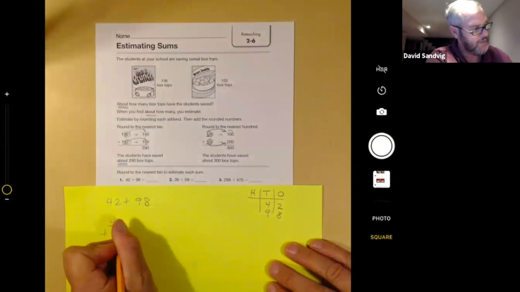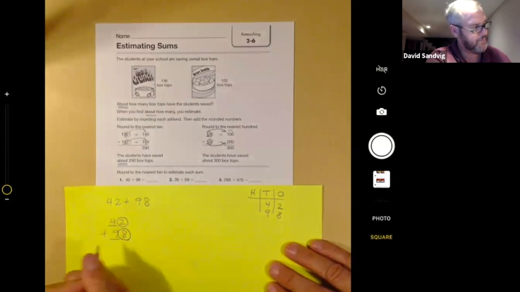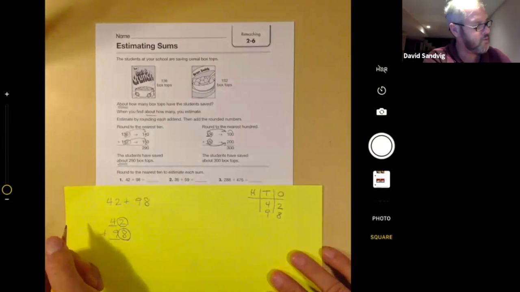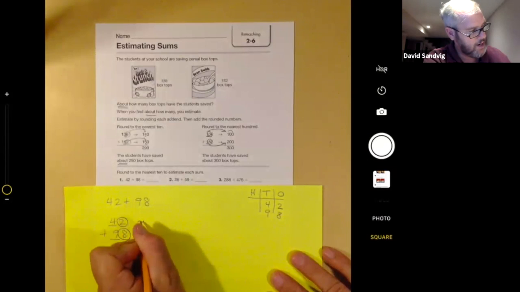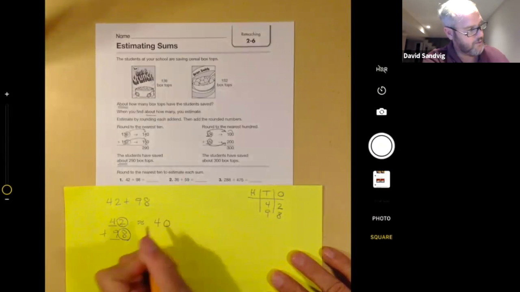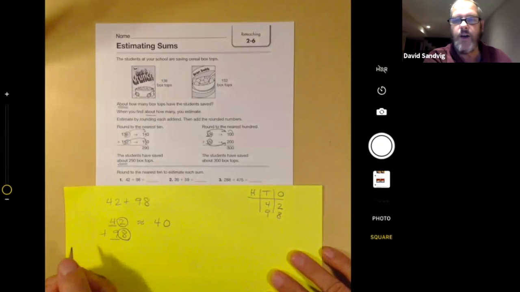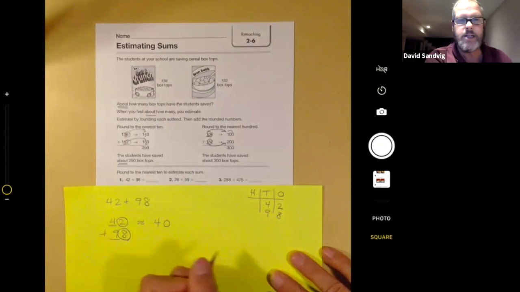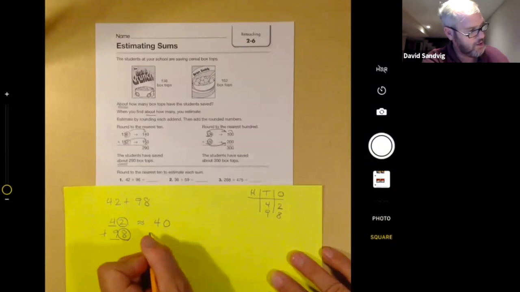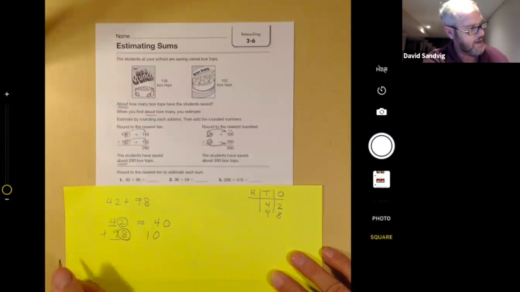We're going to look at the number to the right. For the 4, we're going to look at the 2. It's 4 and below, so the 4 stays the same, and the 2 becomes a 0. The 8 is 5 or more. That makes the 9 go up by 1. It becomes a 2-digit number. It's a 10. And the 8 becomes a 0.